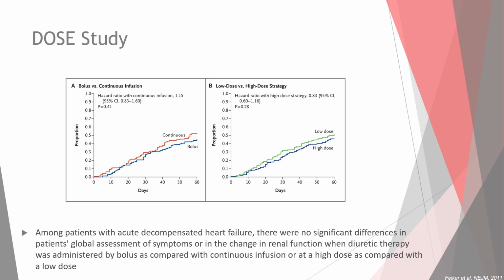Is there a difference between continuous versus bolus dosing? The truthful answer is, among patients with acute decompensated heart failure, there were no significant differences in patients' global assessment of symptoms or in change in renal function when diuretic therapy was administered by bolus as compared to continuous infusion, or at high dose as compared to low dose.